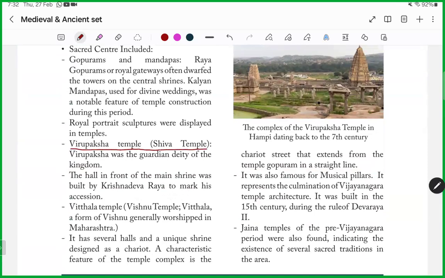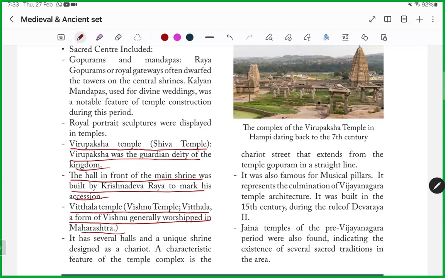Virupaksha temple or Shiva temple was the guardian deity of the kingdom. Then the hall in front of the main shrine was built by Krishnadevaraya to mark his accession. Then Vithala temple, a Vishnu temple, Vitthala being a form of Vishnu worship in Maharashtra.